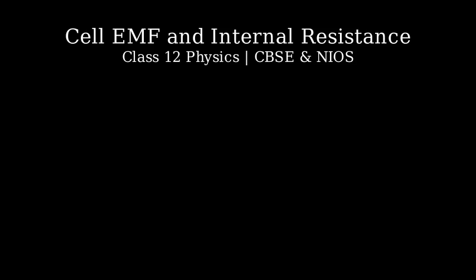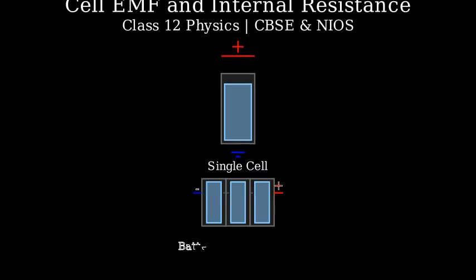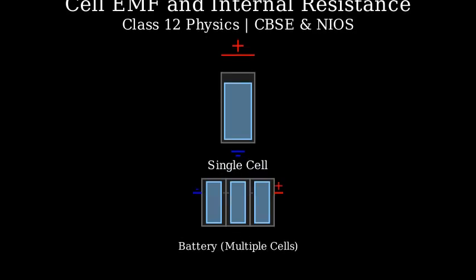Let's start by understanding what a cell is. A cell is a device that converts chemical energy into electrical energy. A battery is actually a combination of multiple cells connected together.